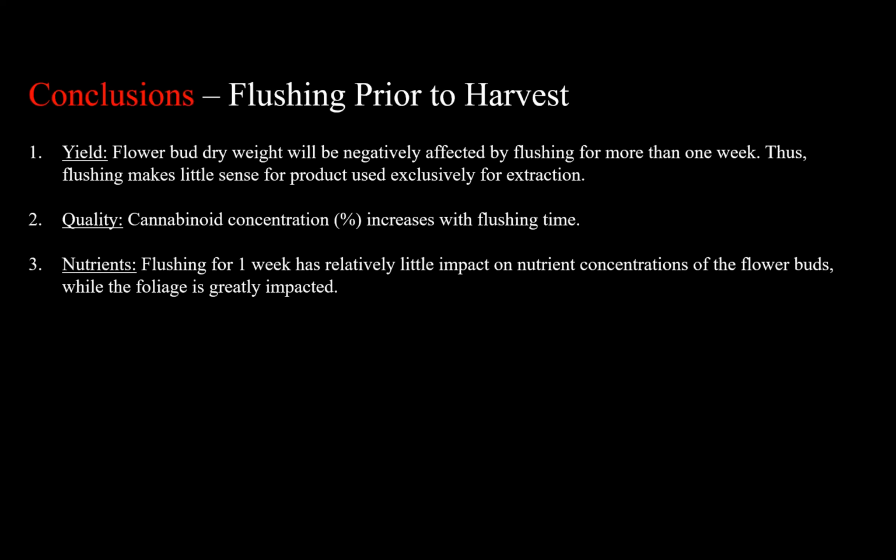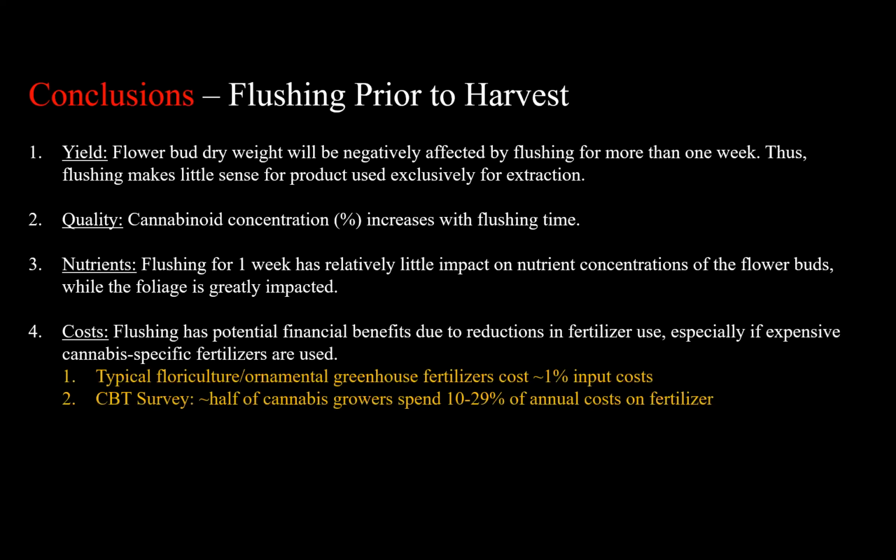So in terms of the nutrient concentration, flushing for 1 week has relatively little to no impact on nutrient concentrations in the buds, while the foliage, you can see by those pictures, is greatly impacted. What you're seeing is a mobilization of nutrients, the mobile nutrients, which are nitrogen, phosphorus, potassium, magnesium, sulfur. Those are being relocated within the plant, translocated in the plant from the old leaves to the buds to try to keep those buds healthy and developing.